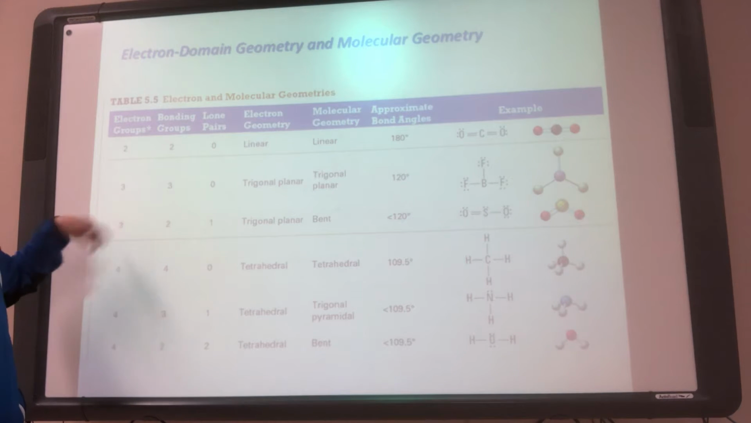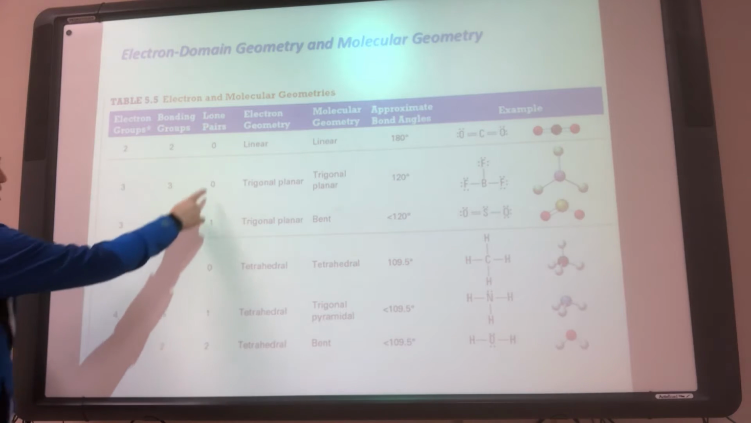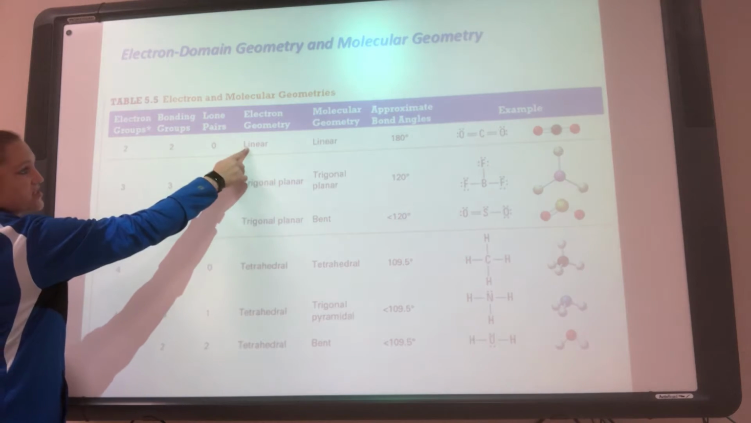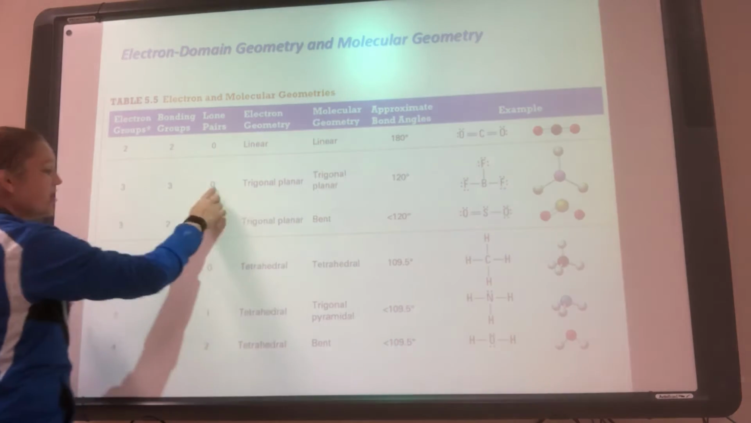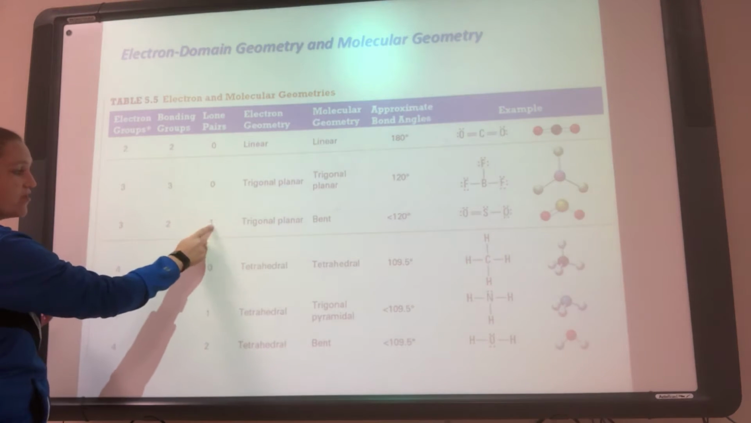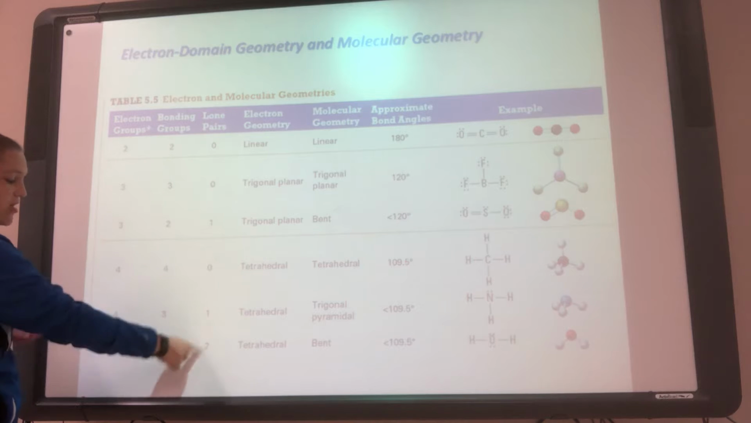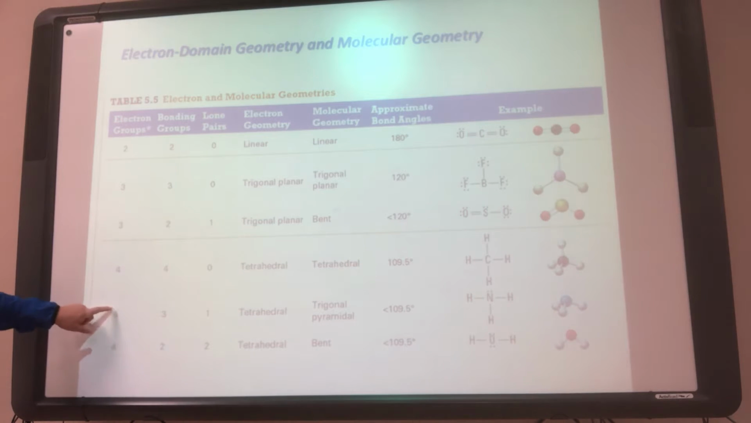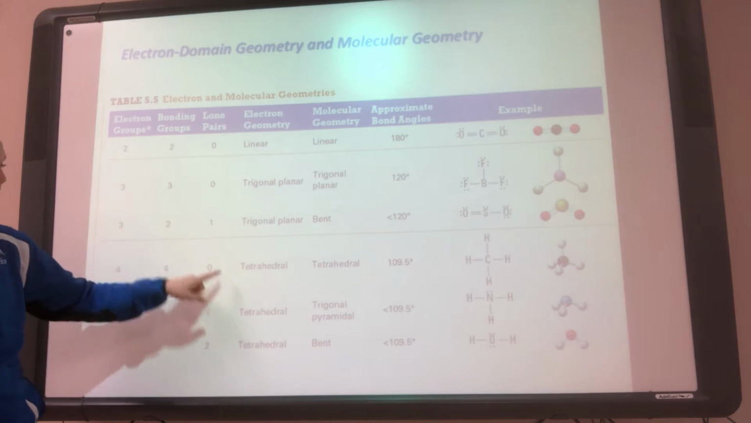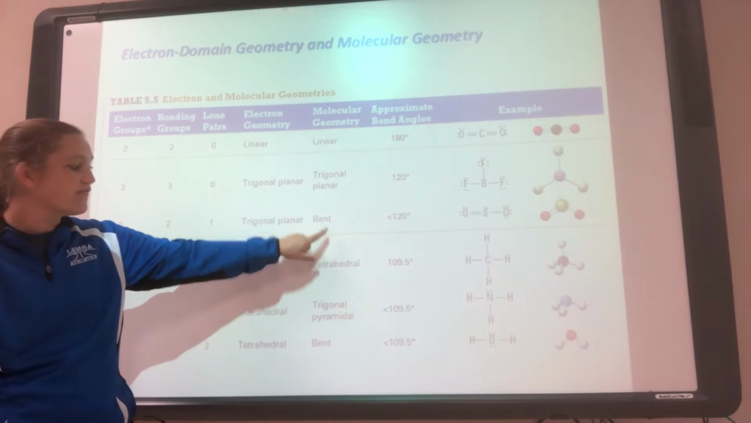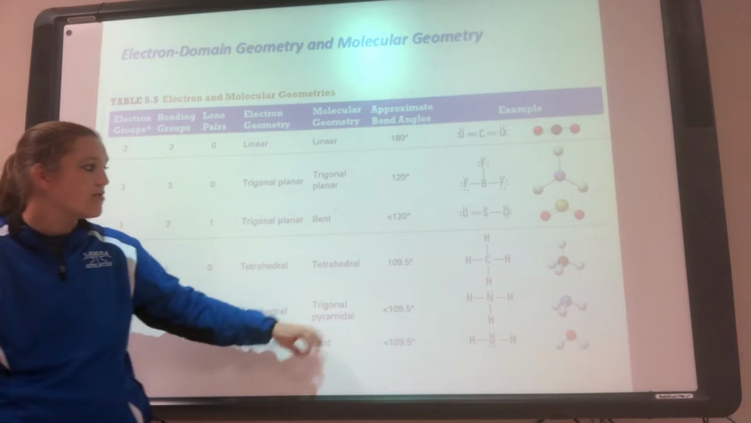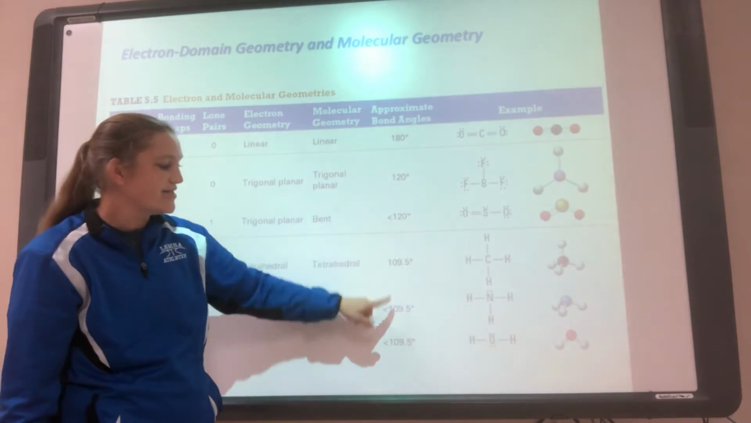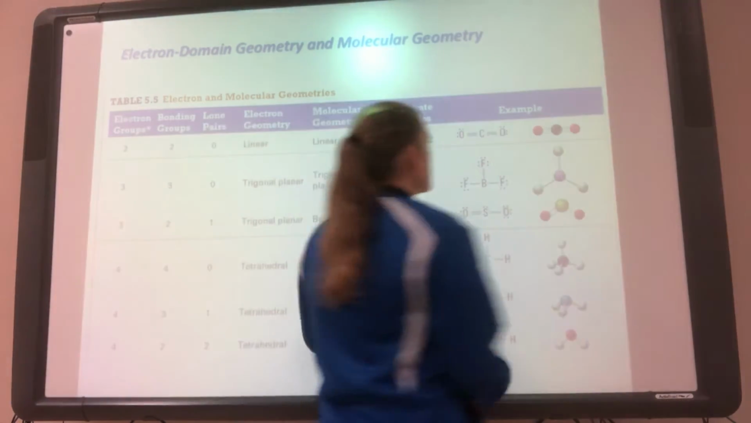If I have no lone pairs, then my electron geometry and my molecular geometry are the same. But if I have 1 lone pair or 2 lone pairs, some of these electron groups become lone pairs, then I have a different molecular geometry. My subgeometry is going to change. And remember, those end up being the less thans. And so you can see some examples.